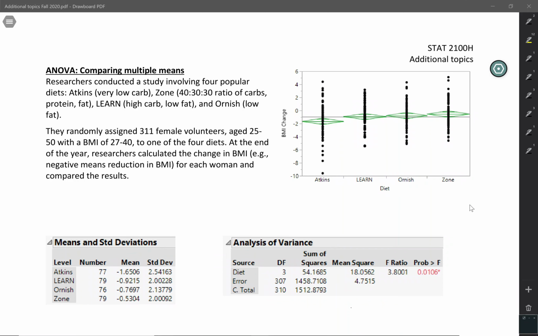So analysis of variance, or ANOVA, has a couple different uses. One of them is comparing multiple means. We're just going to go over this really quickly to give you a sense of it. But if you want more details, you can look in our textbook in Chapter 9.